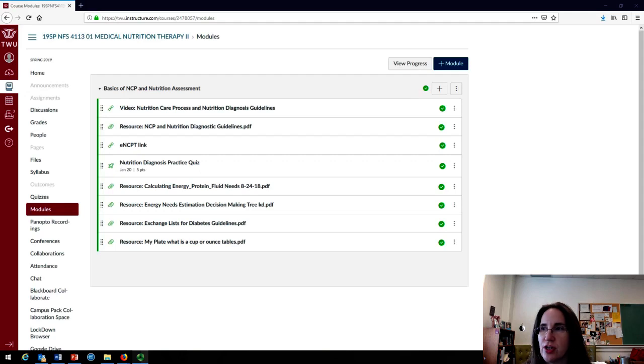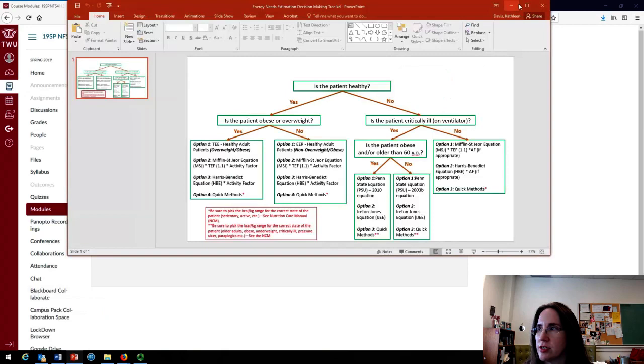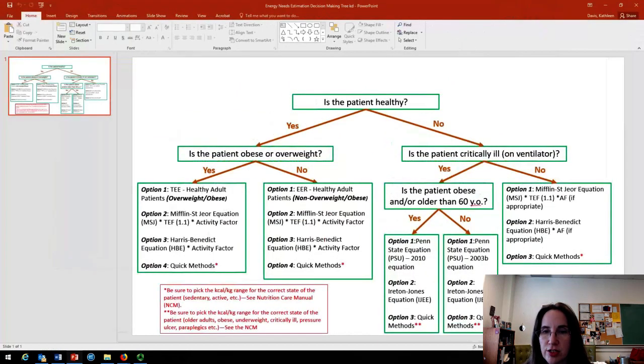So let's first talk about the reference sheet, and I'm going to walk you through it. You're going to go to your decision tree in order to decide what to use on the reference sheet. So the first question is, is the patient healthy? By healthy, we mean, do they have a disease or condition which would be expected to cause estimated energy needs to be different from those of a typical person?